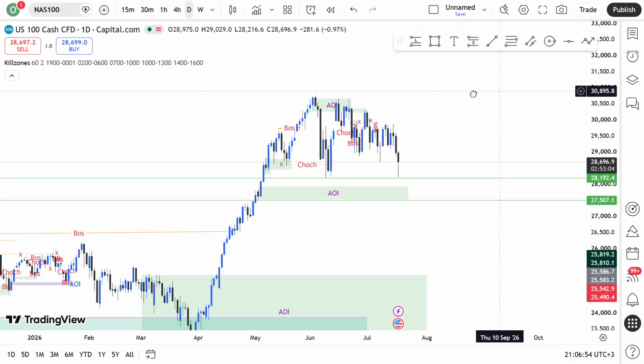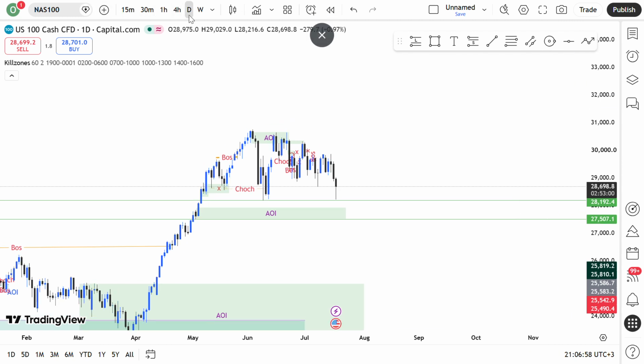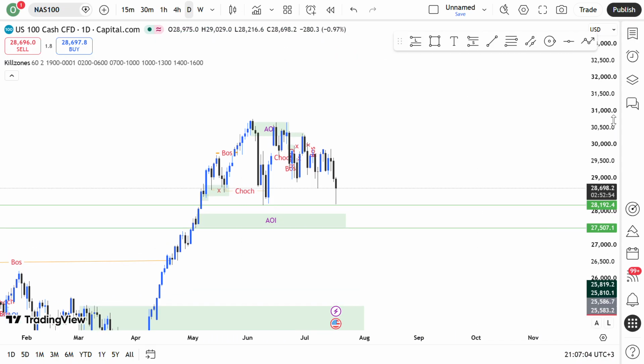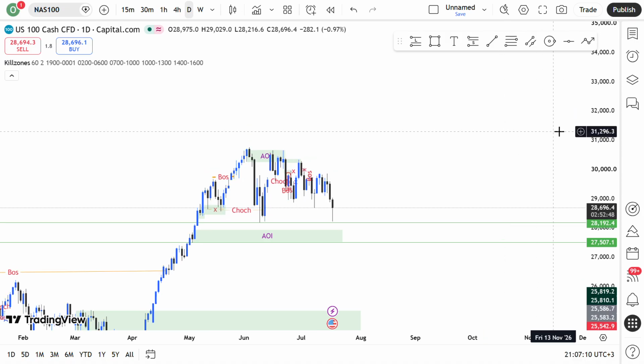So we are going to do some kind of a top-down analysis from a weekly time frame to maybe a 4-hour time frame, and show you how I approached the market this week, and I managed to get some trades from NAS100 and some from gold.